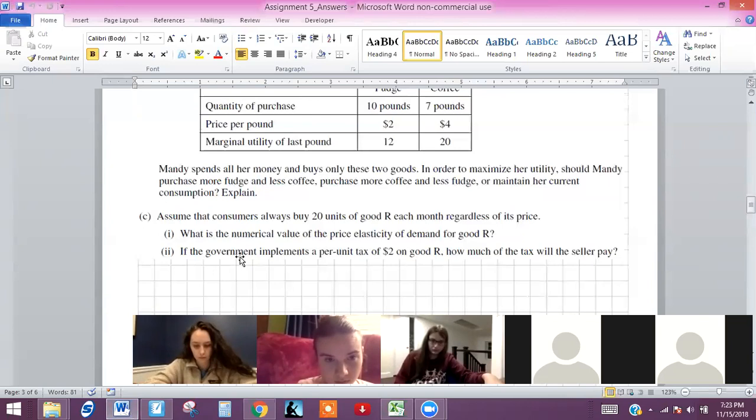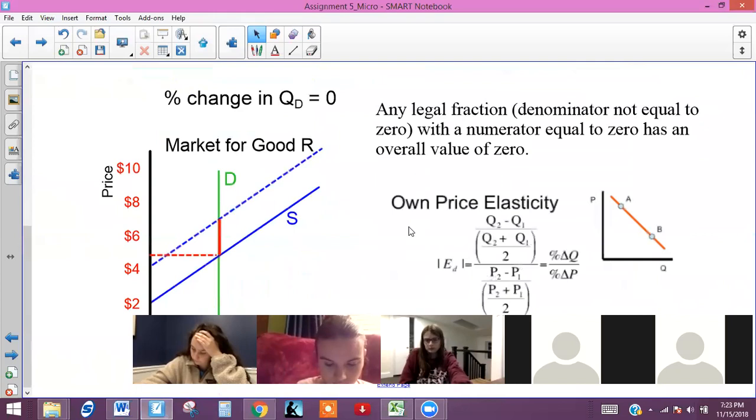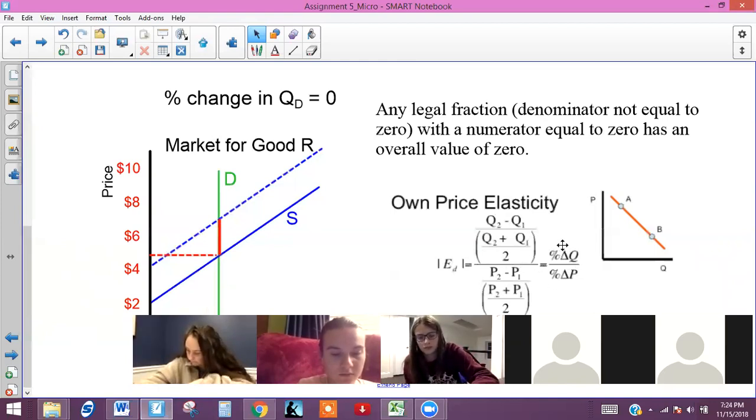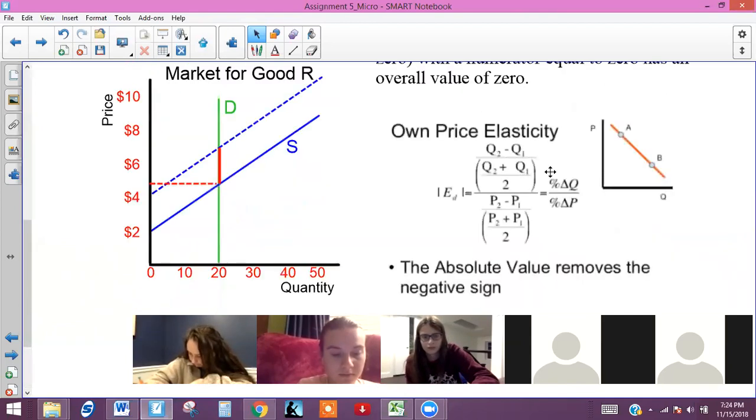But what they're asking is, what is the numerical value of the price elasticity of demand? Well, if you know the formula, which is right here, you know that if the quantity does not change at all, then Q2 minus Q1 is always going to be 0, because Q1 equals Q2 equals Q3 equals Q4. Whatever you plug in for Q2 and Q1, they're going to be equal, because quantity is always 20. So the numerator is always going to be 0, so the value of the price elasticity of demand is going to be 0. Okay?